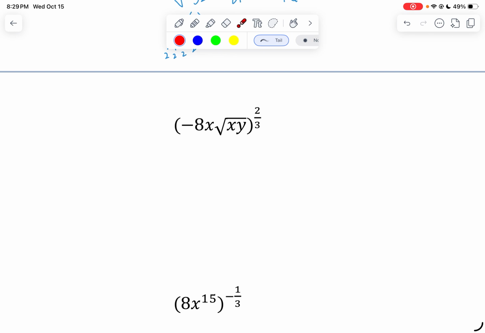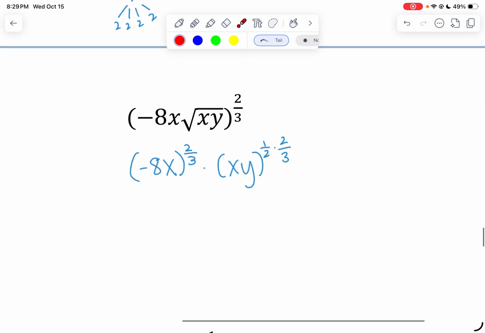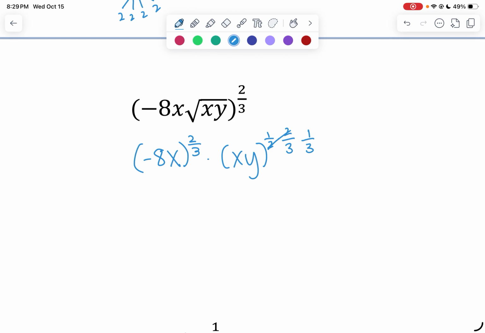Now, all of this is being raised to the 2/3, but only this part has a square root to it. Okay. So I'm going to break this down. I have negative 8x to the 2/3 times xy to the 1/2, to the 2/3. And whenever you have an exponent and an exponent, so a power to a power, remember that you multiply. So 1/2 times 2/3, the 2's will cancel. That's just going to be to the 1/3. Okay. So what you have is you have negative 8x to the 2/3 and you have xy to the 1/3.